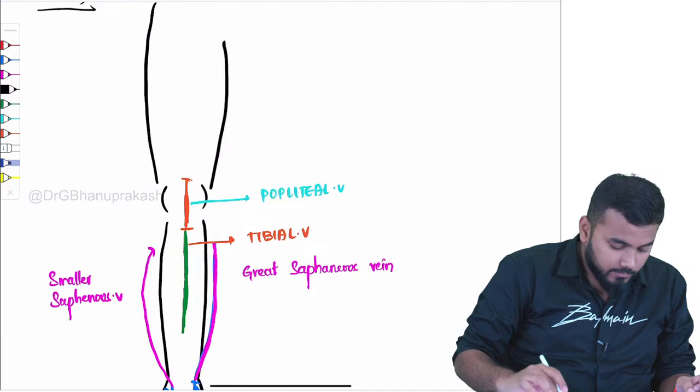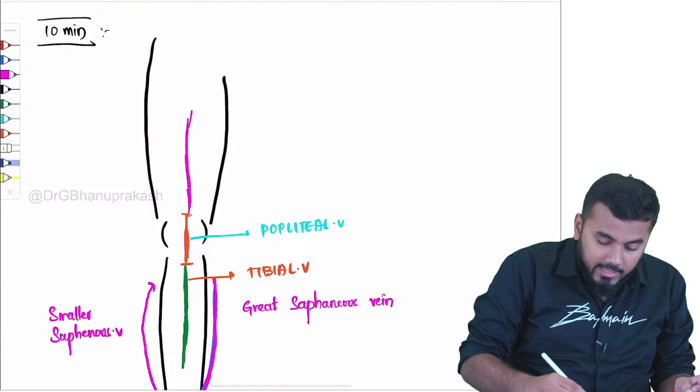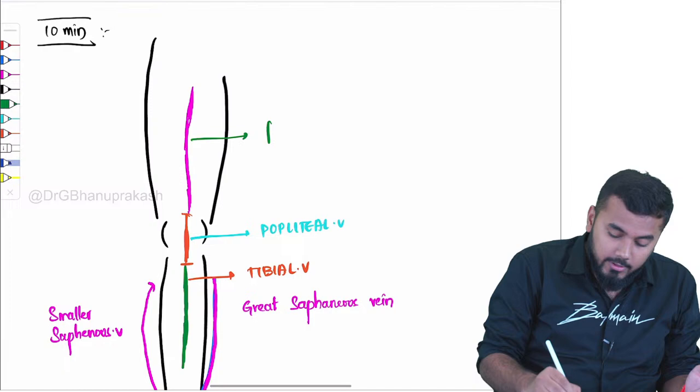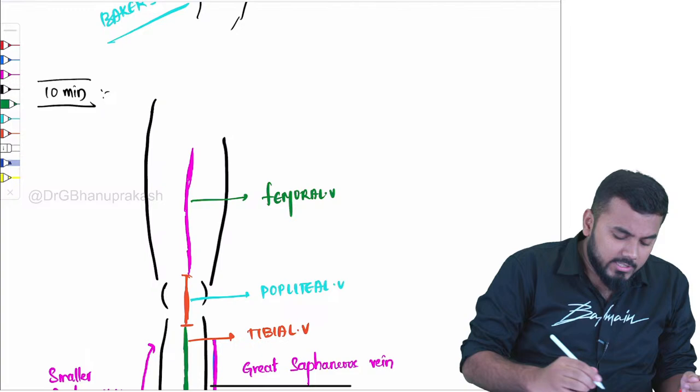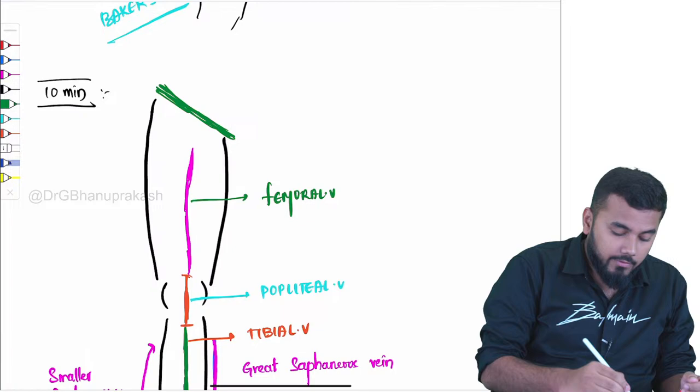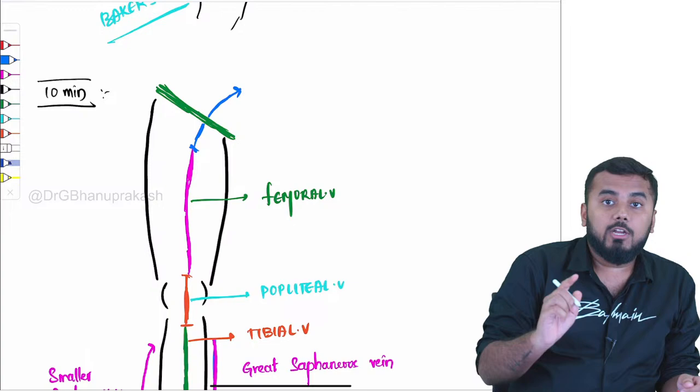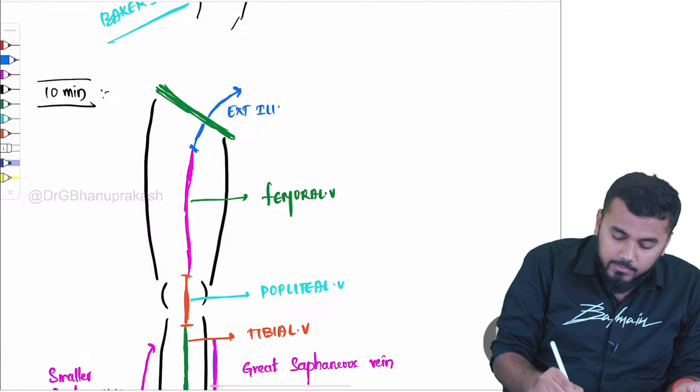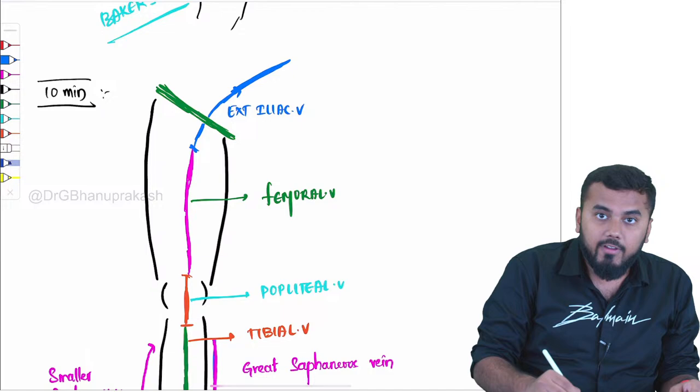After that, this popliteal vein will drain into another vein like this. This is called femoral vein. Same like arteries, guys. Same like arteries. This is called femoral vein. And you know the same thing again. You have got a ligament that is called inguinal ligament, right? Now this femoral vein will drain into this particular vein called external iliac vein. This is called what? External iliac vein.